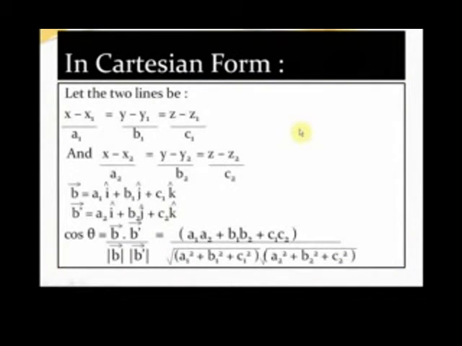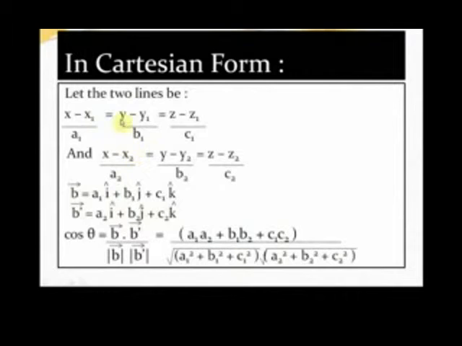So converting this to Cartesian form, let us say that the two lines are (x minus x1) by a1 equal to (y minus y1) by b1 equal to (z minus z1) by c1. This is the equation of the first line, and the equation of the second line is (x minus x2) by a2 equal to (y minus y2) by b2 equal to (z minus z2) by c2. So for the first line, a1, b1 and c1 represent the direction ratios for this line, and similarly for this line a2, b2 and c2 represent the direction ratios. Now vector B could be written as a1 i cap plus b1 j cap plus c1 k cap, and vector B dash could be written as a2 i cap plus b2 j cap plus c2 k cap.